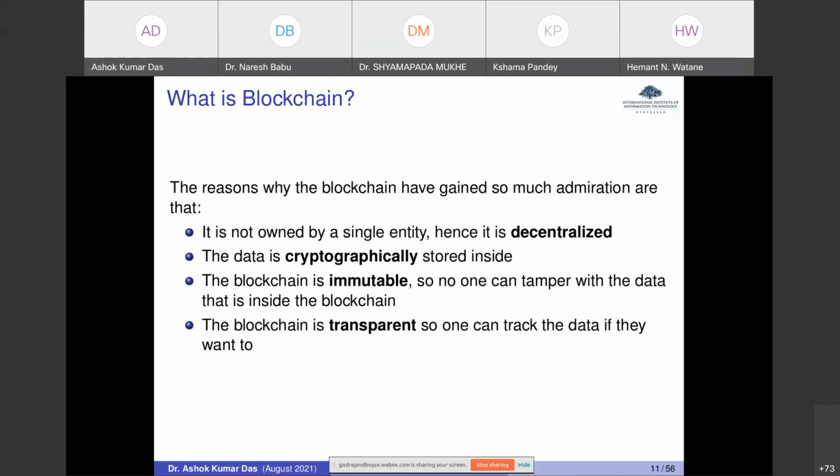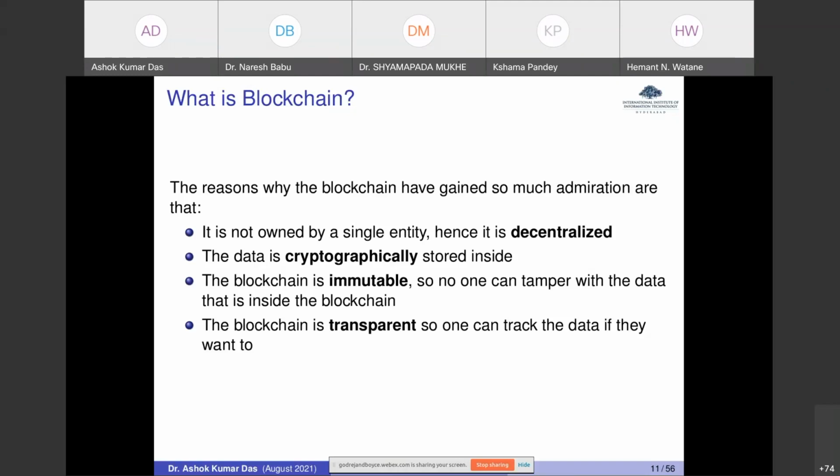Second thing is that data is cryptographically stored inside. It will show that with the help of cryptographic primitives, it is possible to protect the data, which are known as the transactions.